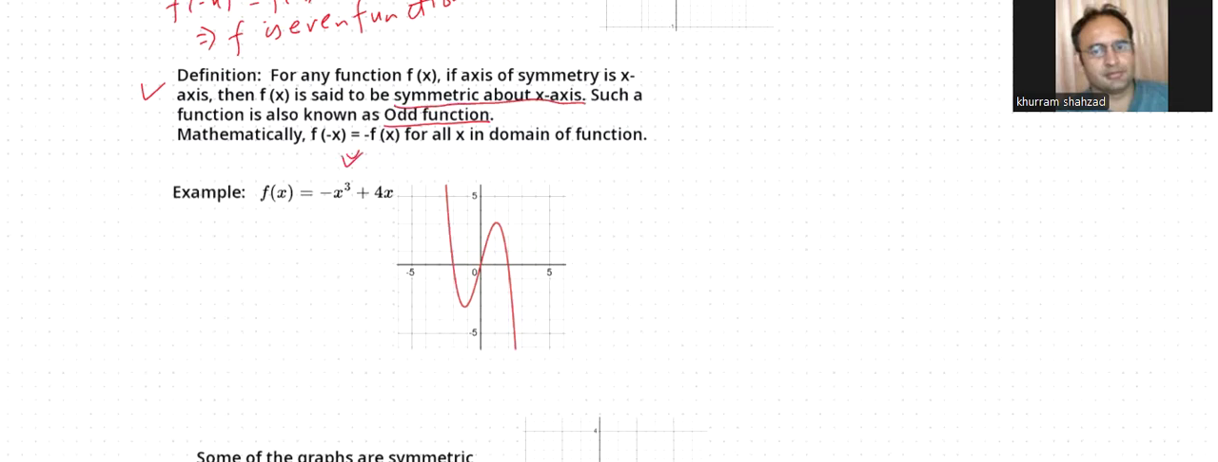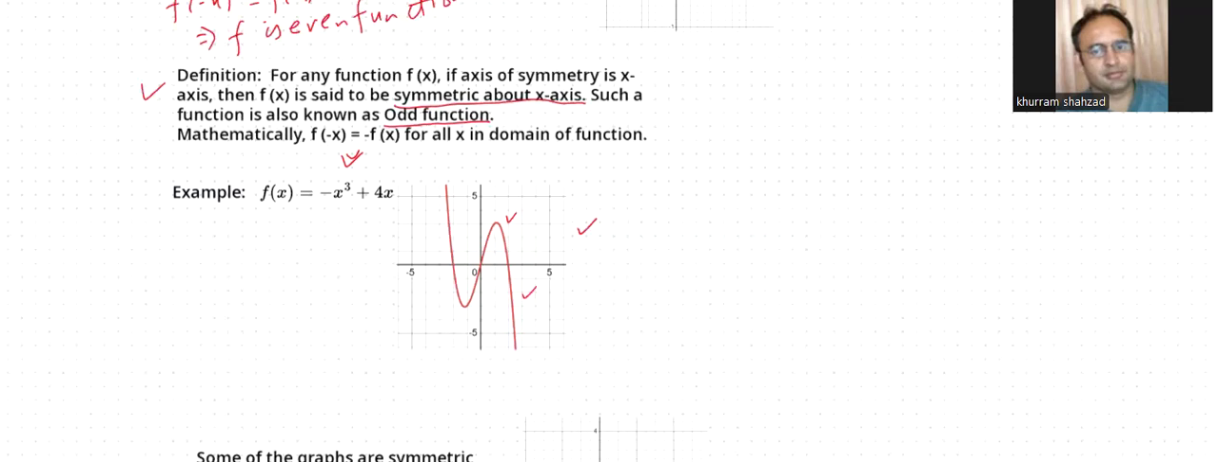There is an example, f of x is equal to negative x cubed plus 4x. I have drawn its graph. You can see clearly that this function is symmetric about the x-axis. The part of the graph which is on the upper side of the x-axis here is the same here with the opposite sign. So this graph has the same part on the upper side of the x-axis and the same part on the bottom side of the x-axis. So this is symmetric about the x-axis.